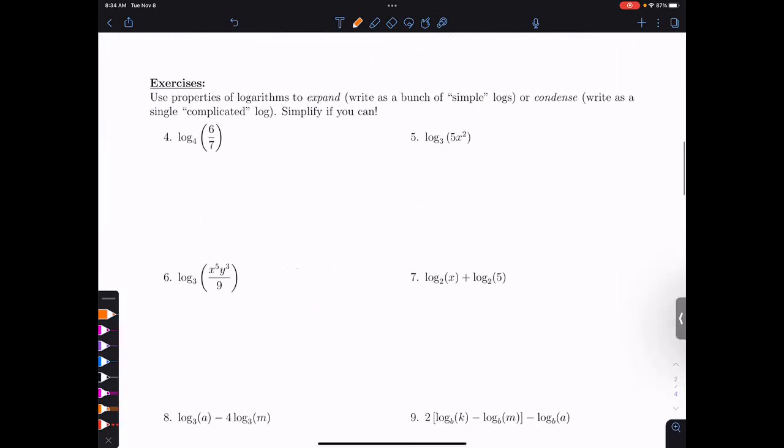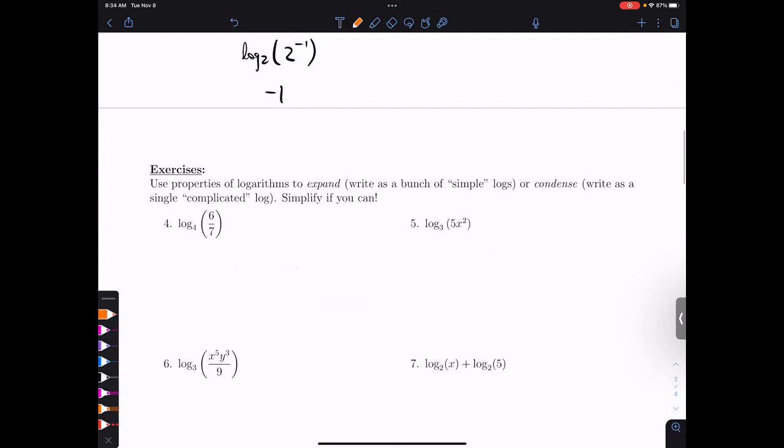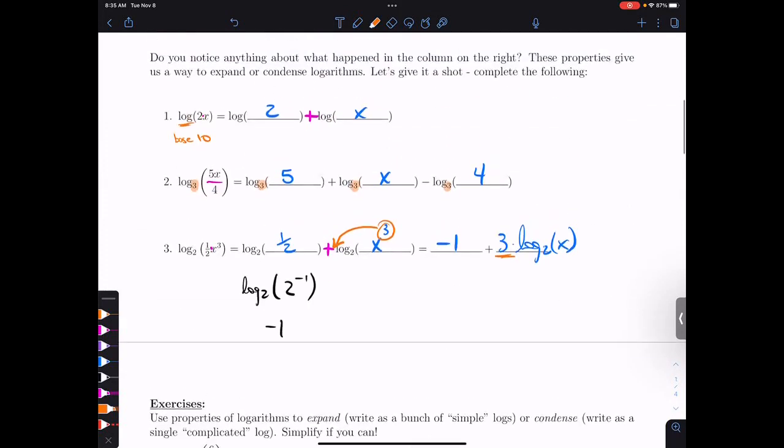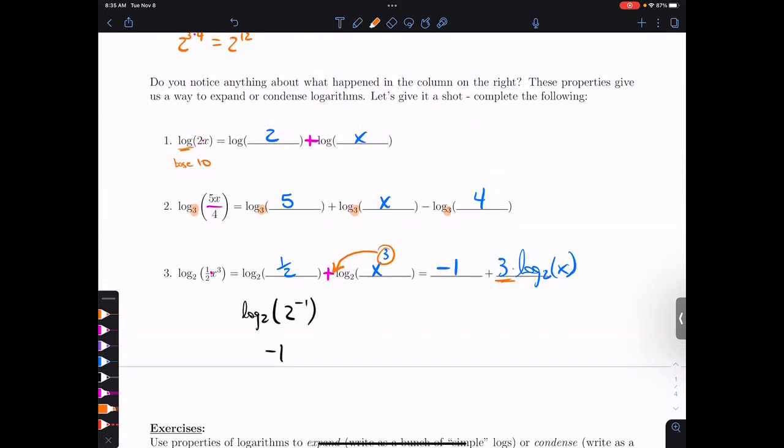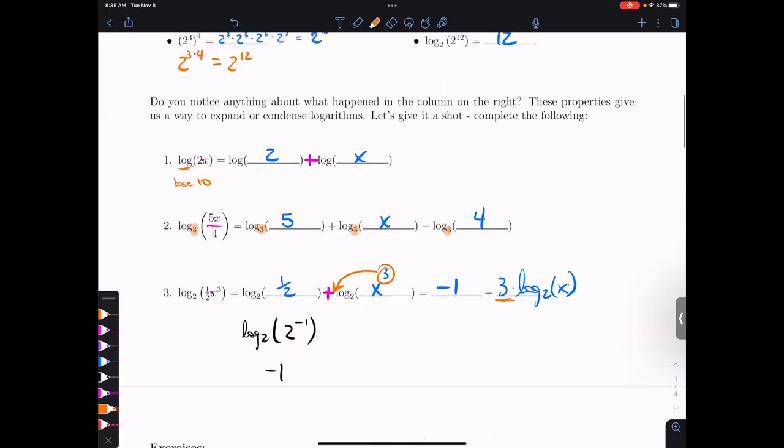Instructions here: you're either trying to expand or condense. If you want to expand, you're trying to turn it into a bunch of simpler logs. That's like what we just did, right? We're taking a single thing and splitting it into several simpler pieces. Condensing would be working the other way, going from something like this and turning it into that.